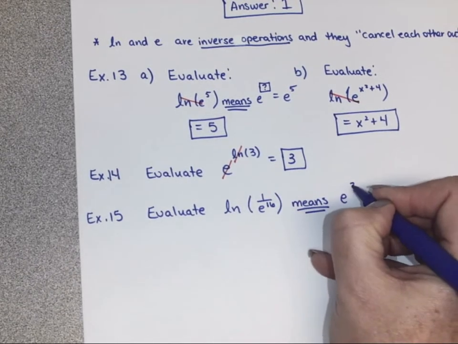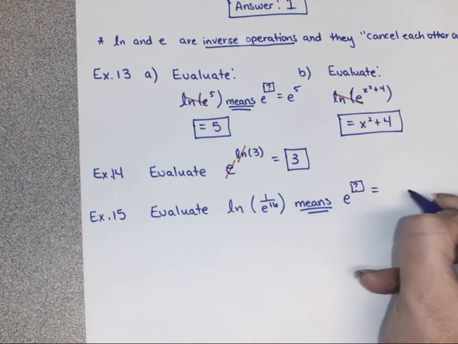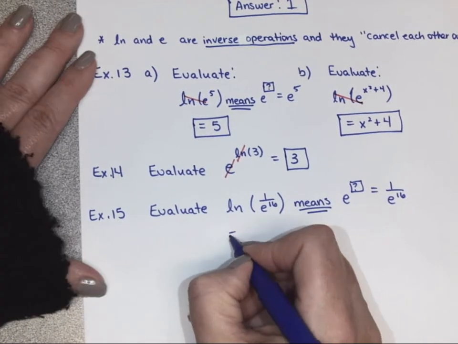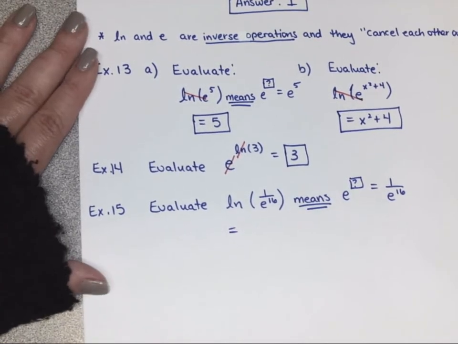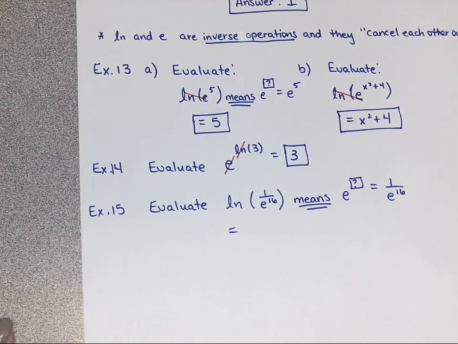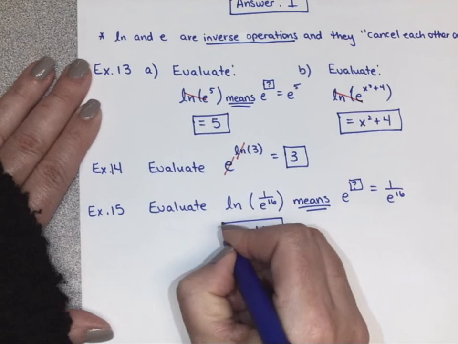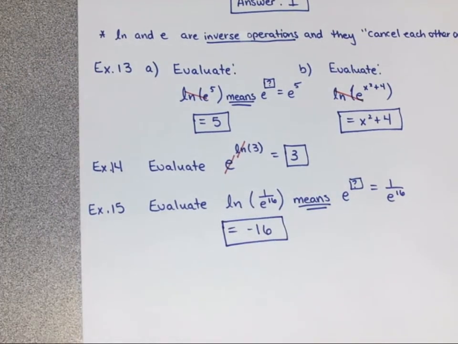So what do I need to raise e to the power of to give me 1 over e to the 16th? Don't make that harder than it needs to be, right? It's going to be 16, but what kind of 16 since it's a fraction? What kind of 16 would it be since I have 1 over that? It'd be negative 16, right? So they still cancel each other out. We just note that the 16 is in the denominator, so it would be a negative there.